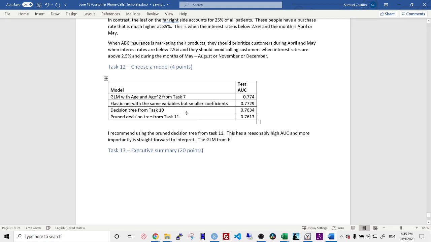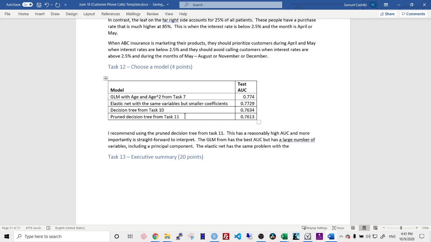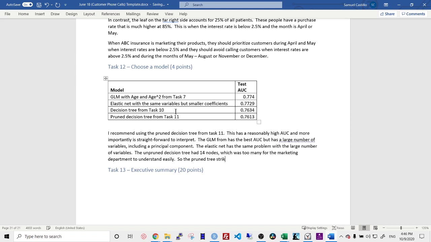The GLM has the best AUC, but has a large number of variables, including a principal component. The elastic net has the same variables. Same problem with the large number of variables. The unpruned decision tree had 14 nodes, which was too many for the marketing department to understand easily. So the pruned tree strikes a balance between predictive accuracy and ease of interpretation.